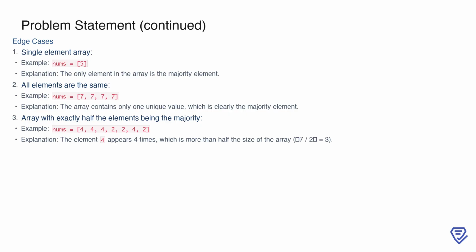Lastly, consider an array where the majority element appears exactly half the time plus 1, like 4, 4, 4, 2, 2, 4, 2. Here, the number 4 appears 4 times, which is more than half the size of the array, 7/2, which equals 3. These cases illustrate the diverse scenarios your function should handle while maintaining efficiency.